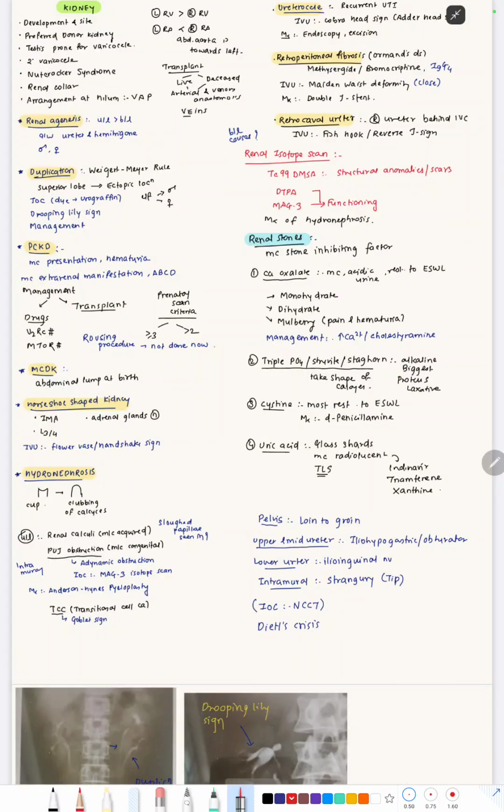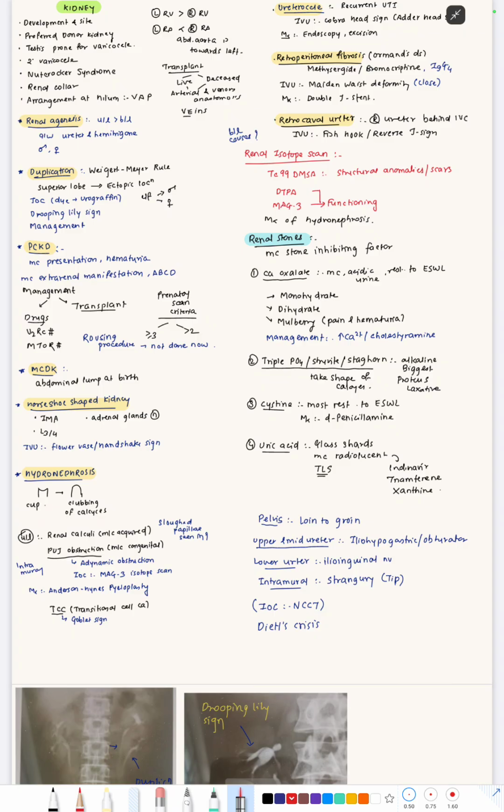It is the aseptic dilatation of the pelvic calyces or the renal calyces. Normally the renal calyces are cup shaped, but there is a clubbing of those calyces that is seen in hydronephrosis. Now hydronephrosis can be caused by unilateral causes, or there can be bilateral causes. The unilateral causes are further divided into intraluminal, intramural and extraluminal causes. So first is the intraluminal causes.